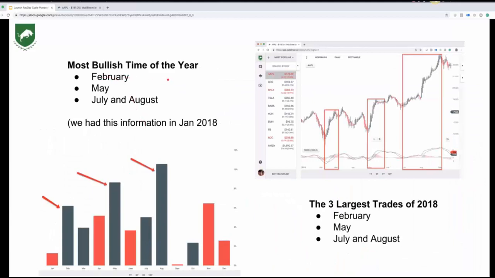Most bullish time of the year for Apple is February, May, and July and August. We had this information at the beginning of last year, right? We had this information for 2018. The 3 largest trades of 2018, fast forward, surprise, surprise, were February, May, and July and August. And I've kind of highlighted those for you here. We have this correlation where we have these bullish payday cycles, we have a bullish cross and a bullish MACD, and we have a seasonal month that is normally just really good for the stock. And again, you can see these huge moves happen during that time. Let's take a look at a couple examples.